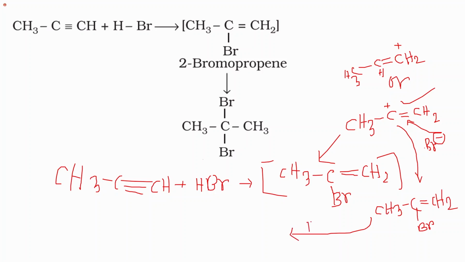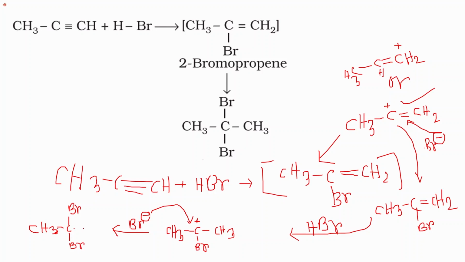Now you have another HBr, another H molecule. The H plus will come here, then the positive charge will generate on the carbon bearing bromine. Now it will form CH3, C positive, here it is a Br, then here it is CH3. Okay. Now you have a Br minus. Now what will you get? CH3, CBr2, and then CH3.